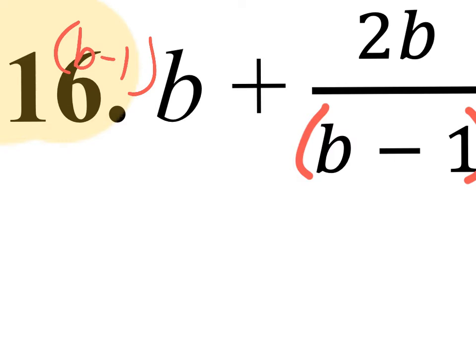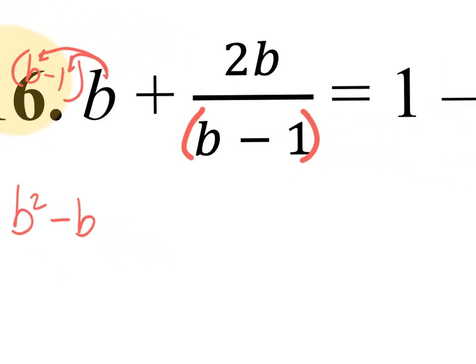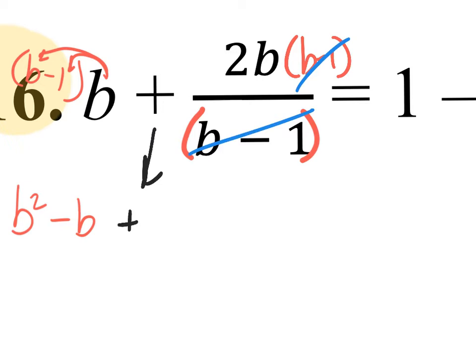So when you do that, distribute. B times b is b squared. B times negative 1 is negative b. And then we're going to multiply this guy also by b minus 1, which is easy because it cancels. So what do we have left? The plus sign comes down. The 2b comes down. Let's write down our equal sign over here.